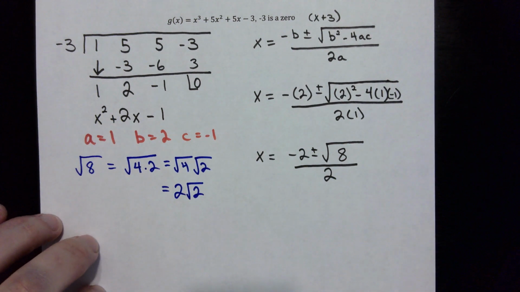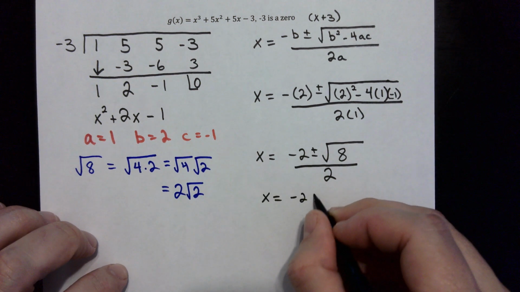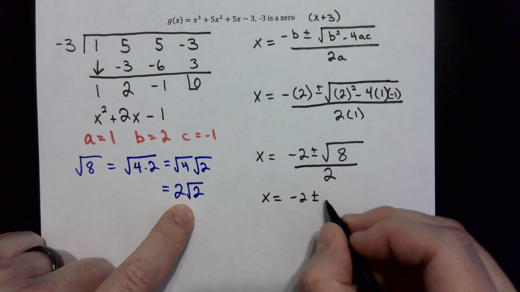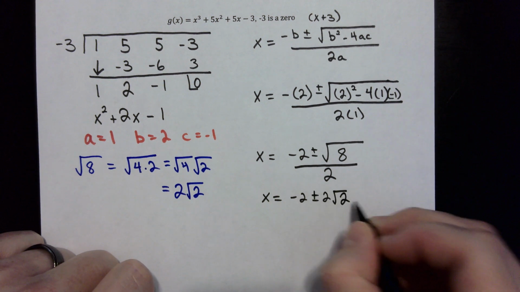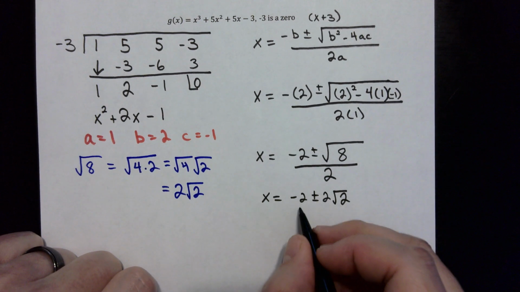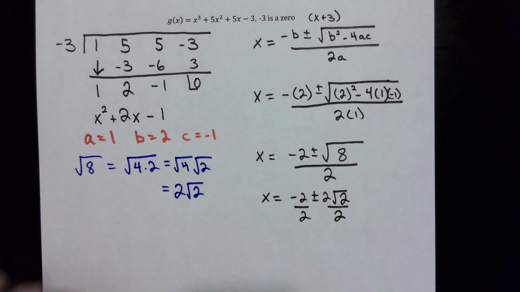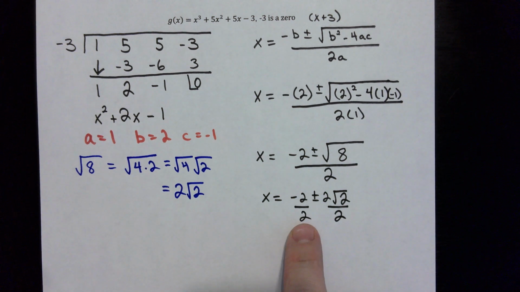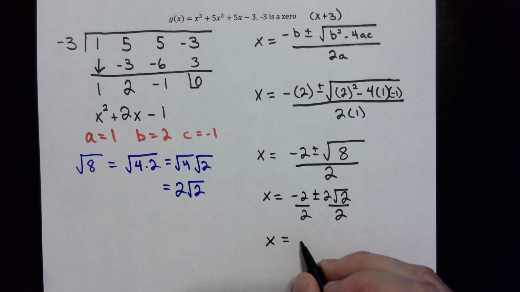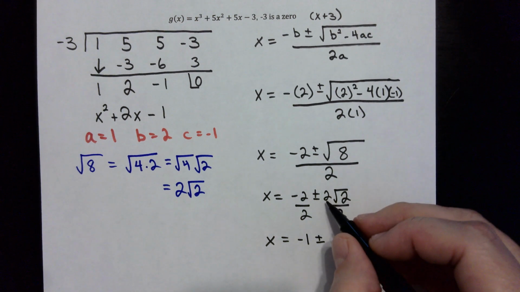Okay, so back to the problem. We've got x is equal to negative 2 plus or minus this now instead of the 8. 2 square roots of 2. Okay, and I'm going to split the 2 up that's on the denominator to be under both. I want to divide them separately. Okay, so when I do that in my next step, I'll notice that negative 2 divided by positive 2 is negative 1. Plus or minus, these 2's cancel out.